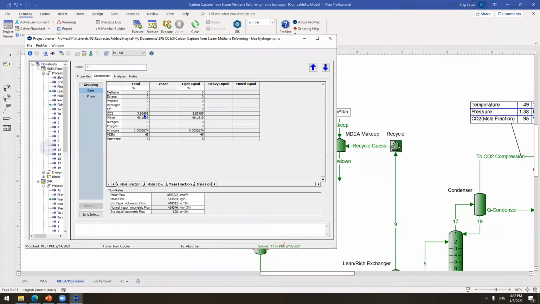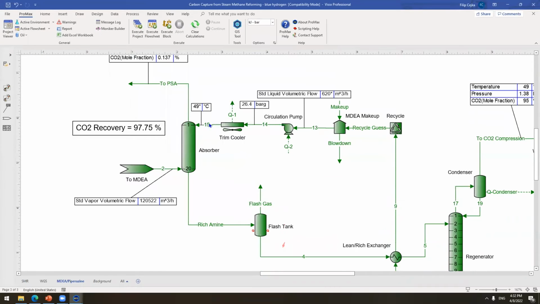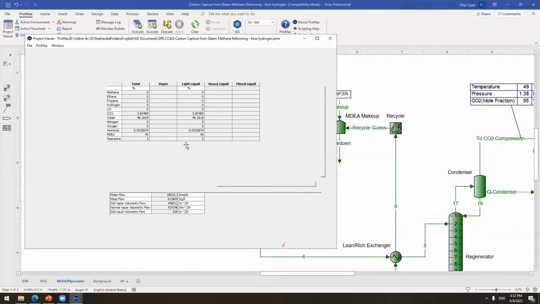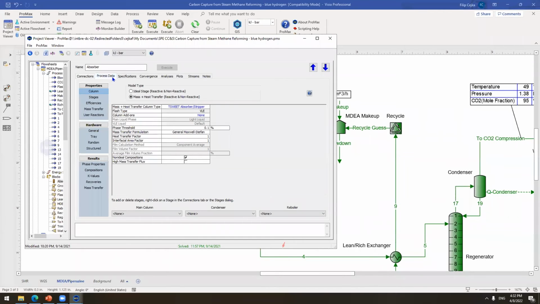I'm going to show you in a while what the CO2 concentration in the rich amine is going to be. So this is lean amine. We have a lean amine coming from the top. We have the sour gas, sour natural gas, sour hydrogen with some hydrocarbons inside, and we go to the absorber. Now we have about 20 stages, but we actually model this as mass and heat transfer.